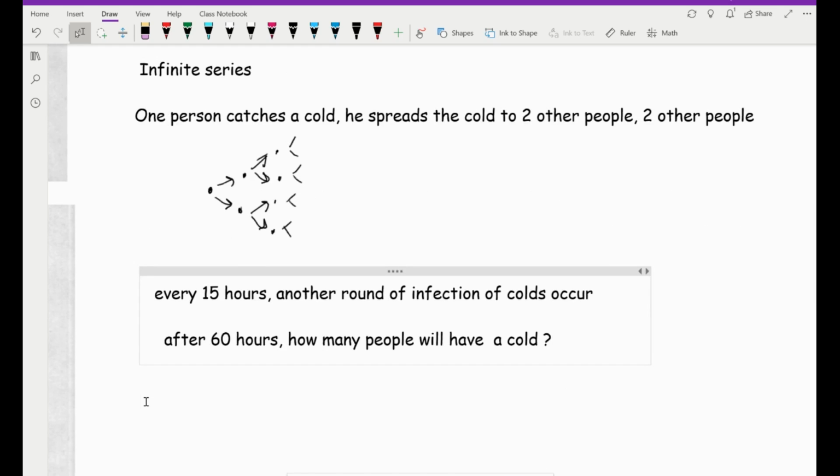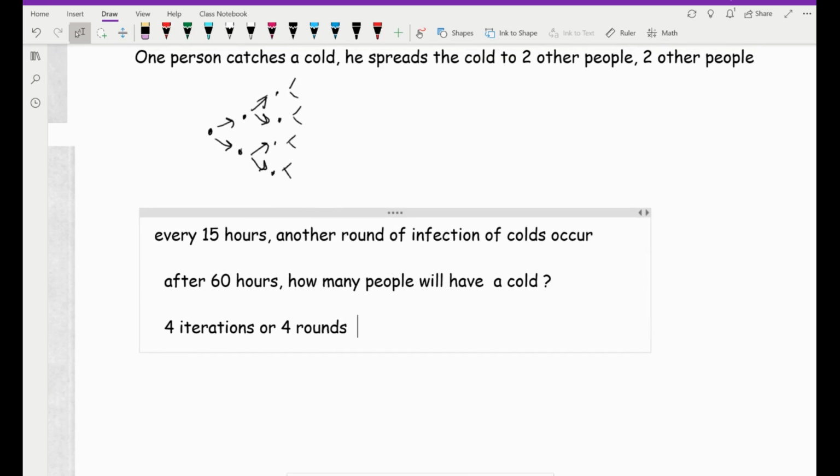We know that this will be 4 iterations, or 4 rounds. And using a geometric series equation, we can actually calculate exactly how many people are infected after 4 rounds. And that's the usefulness of a geometric series.